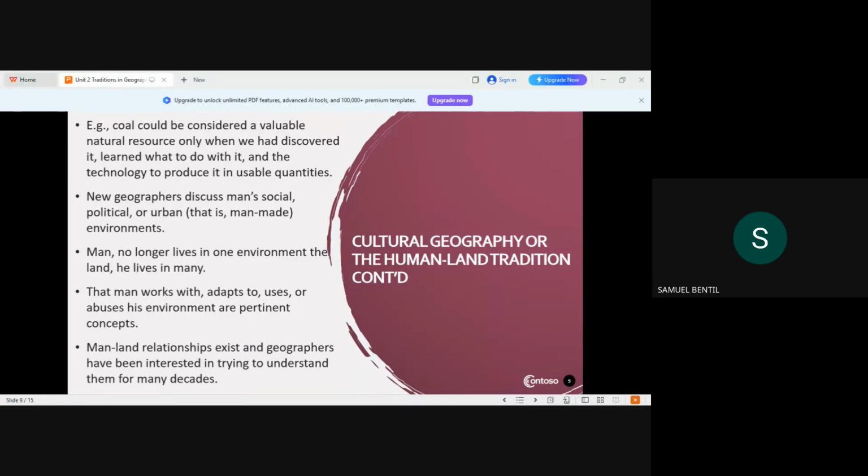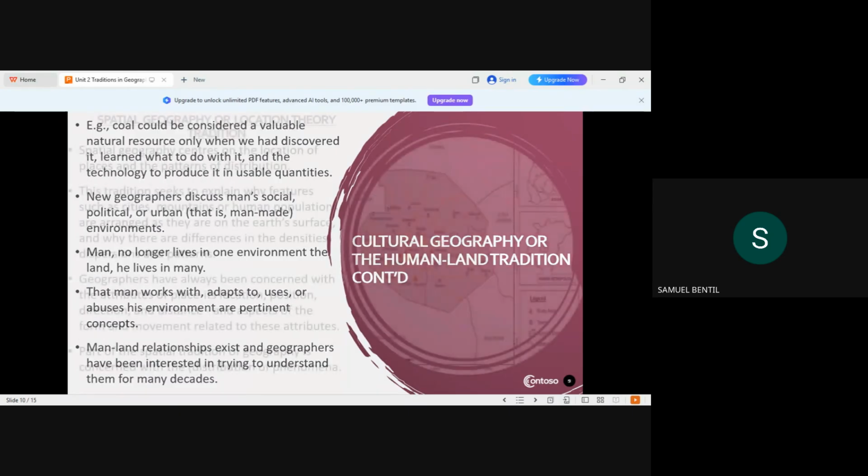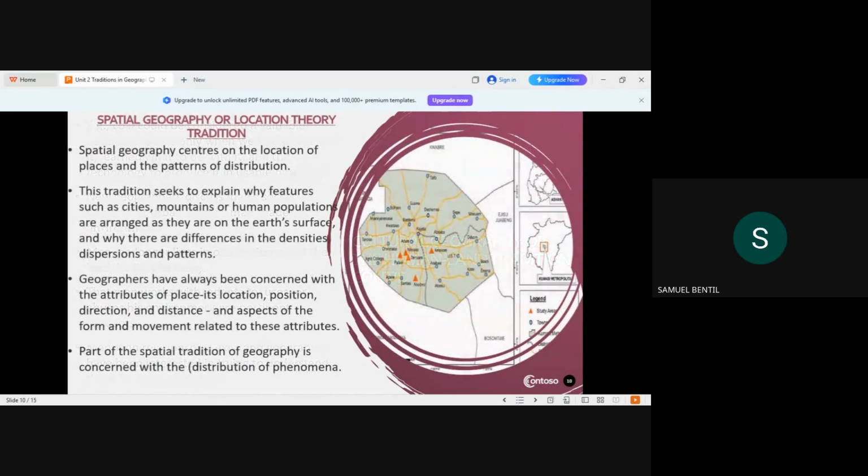Okay, then let's make progress. So when we talk of spatial geography, and I know when you hear the word spatial, we all know what we are talking about. It's also known as the location theory tradition. So spatial geography basically focuses on the location of places and the pattern of distribution that exists in those places. So they try to explain why certain features such as cities, mountains, or human populations are arranged as they are on the surface of the earth.